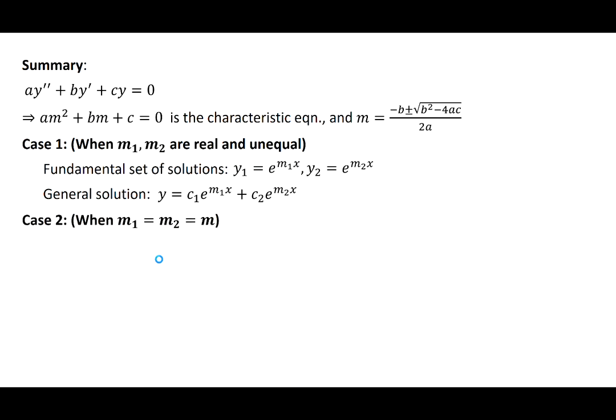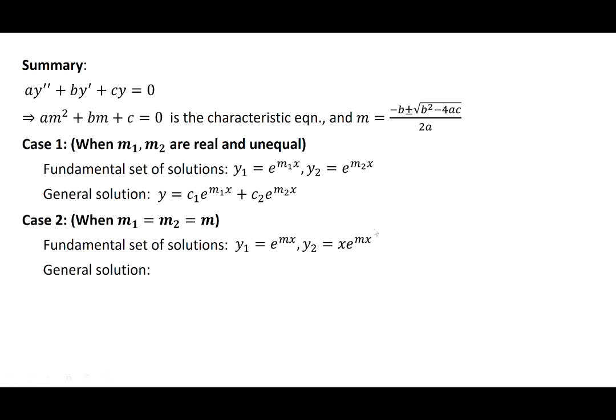On the other hand, when m1 equals m2 equals m, like the roots turn out to be 3 and 3, in that case, the fundamental set of solutions are e to the mx and x e to the mx. Remember that you need to multiply by x. x e to the mx is the second solution. Cool? And the general solution is a linear combination of these two: c1 e to the mx plus c2 x e to the mx.